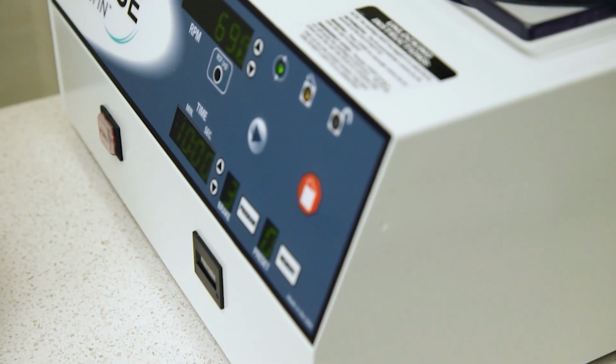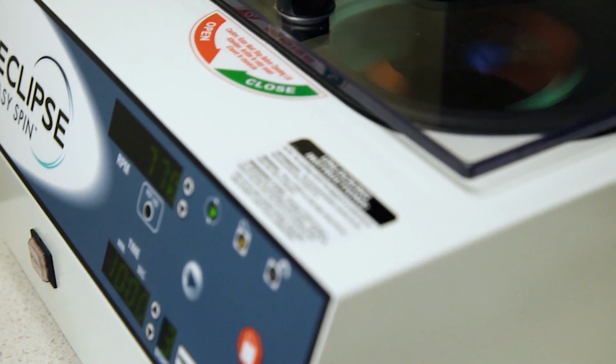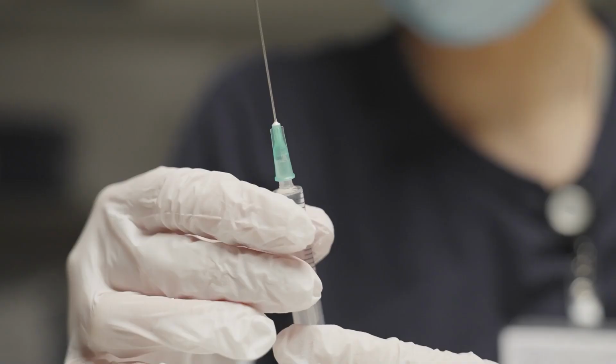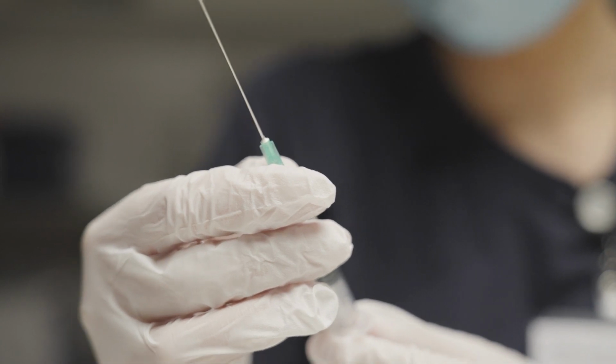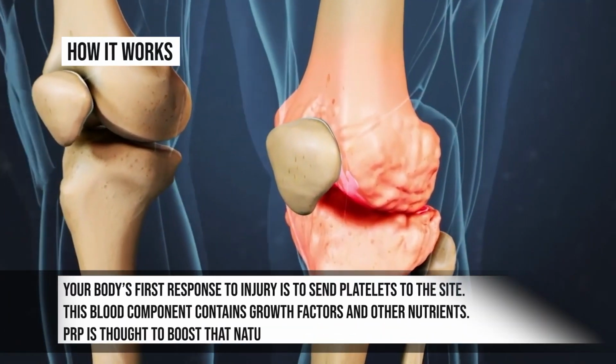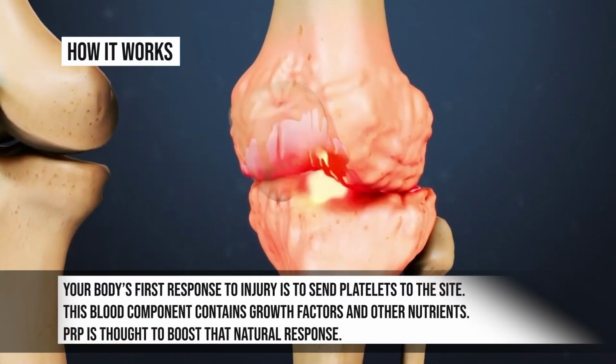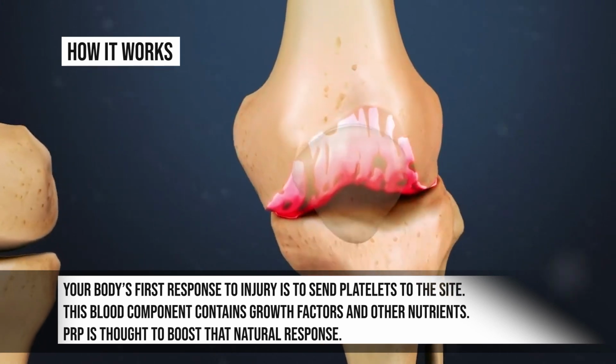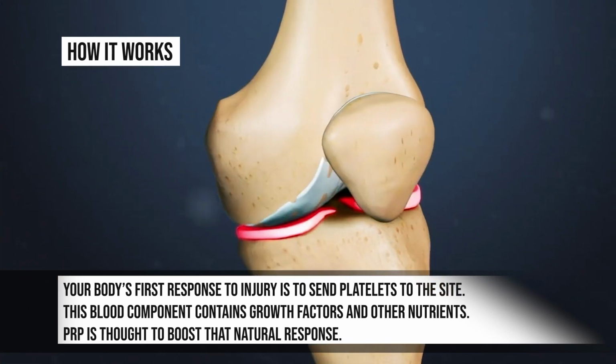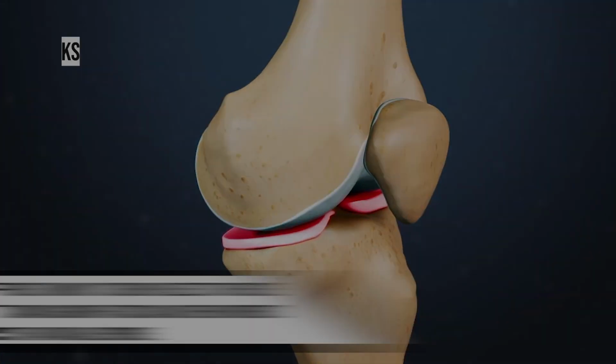Blood is drawn from the patient and spun in a centrifuge to separate the platelets from other blood components. The platelets are then injected into problem areas. Your body's first response to injury is to send platelets to the site. This blood component contains growth factors and other nutrients. PRP is thought to boost that natural response.